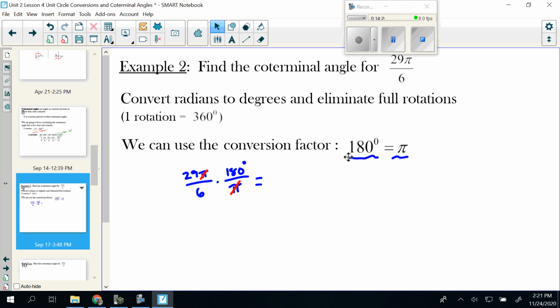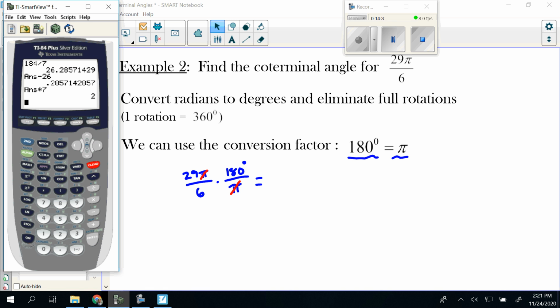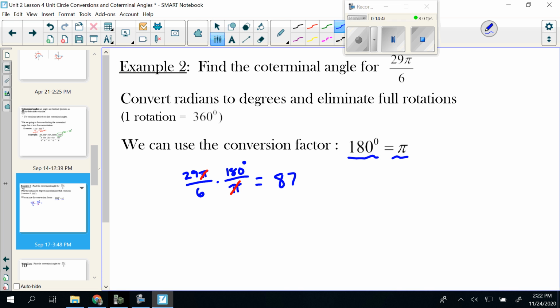We'll use a calculator to do this quickly here. So if we do 29 times 180, and we're dividing it by 6, this is equivalent to 870 degrees. Okay, so now we're going to use that same procedure we were doing with some of those time problems to figure out what's the coterminal angle to this.